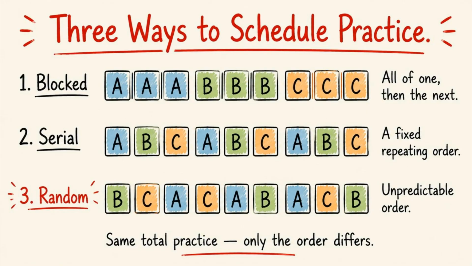It seems like it couldn't possibly matter much. Surely a throw is a throw, however you order them. That intuition is wrong, and the size of the effect is one of the genuine surprises of motor learning. These 3 schedules sit at different points on a single dimension, and that dimension is the next slide.